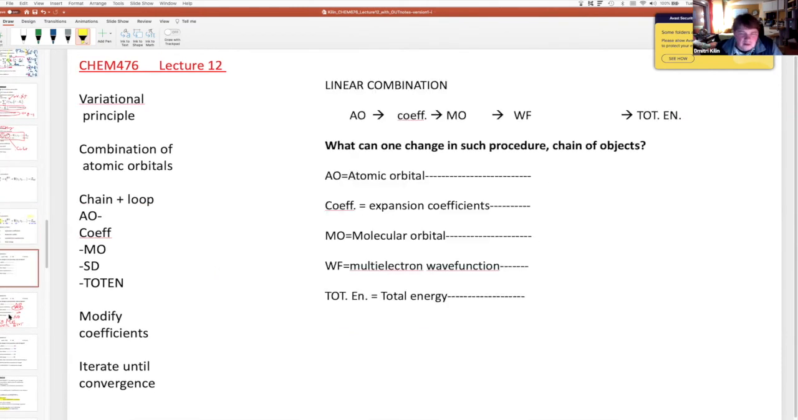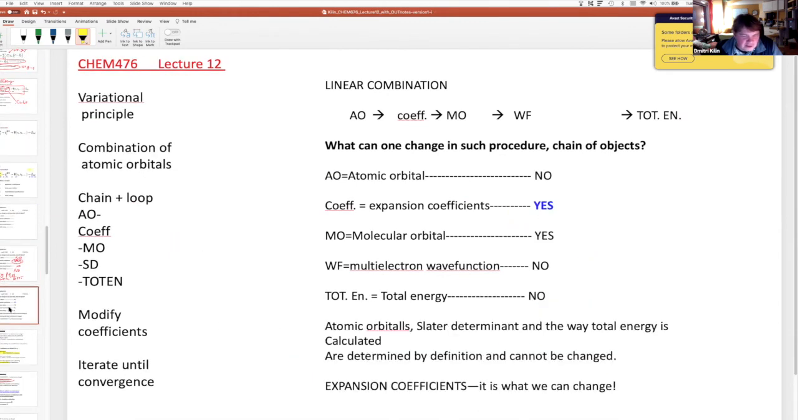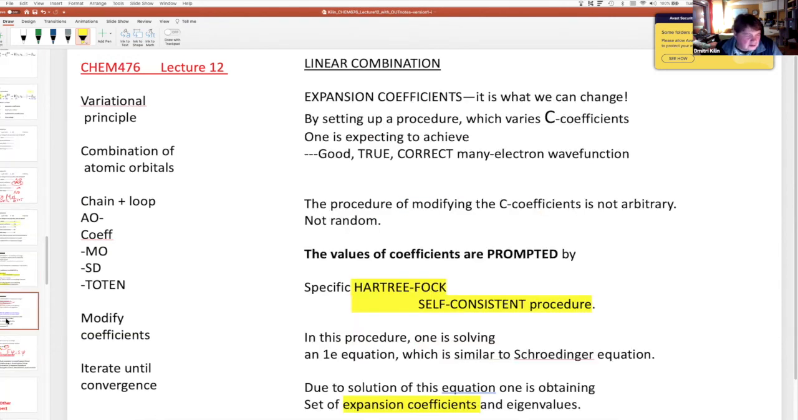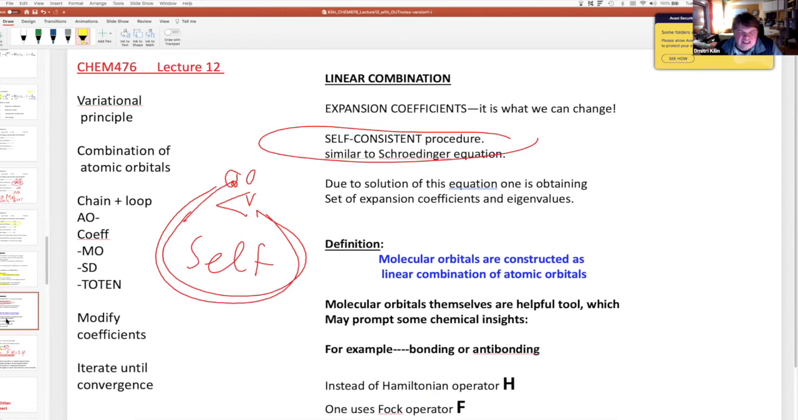I do not think that we are done with the lecture, but we are done with the main idea, and the change of this expansion coefficient will be repeated in an algorithmic way until we reach the minimum of the total energy. And the values of molecular orbital expansion coefficients should be consistent with each other. Therefore, it's called the self-consistent procedure.